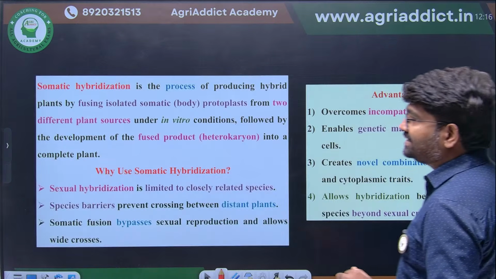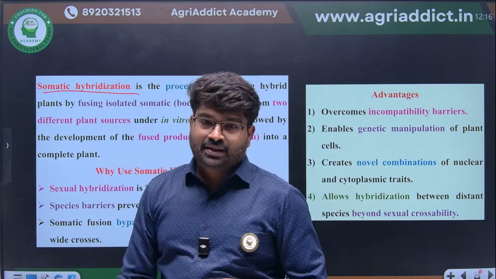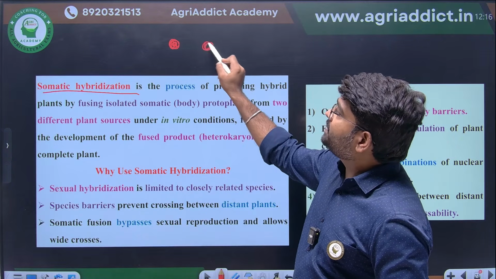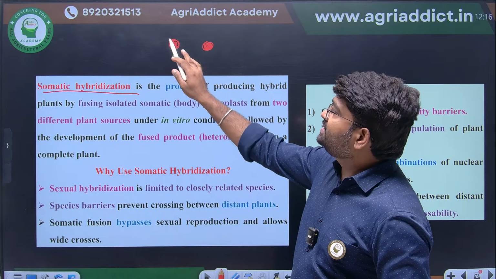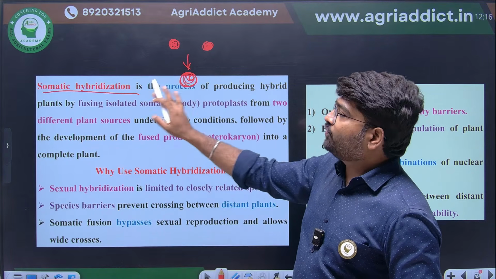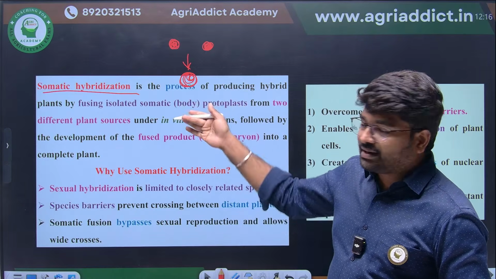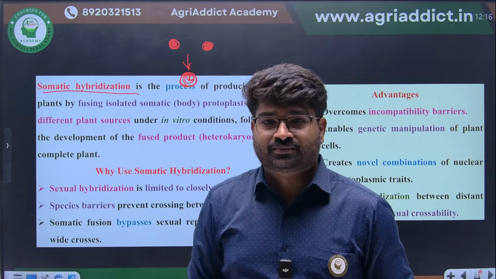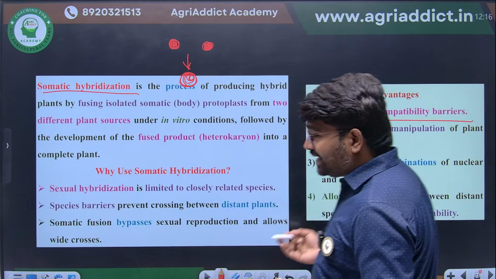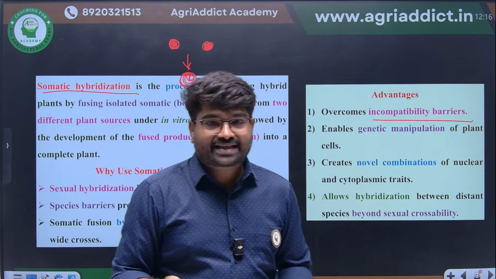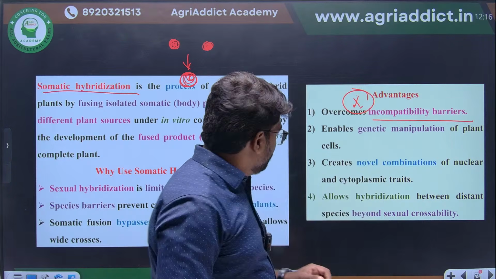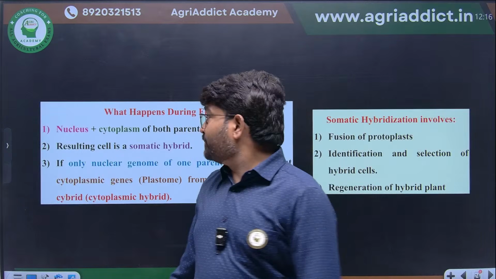The last concept is somatic hybridization. If I have isolated protoplasts from one species and from another species, I can fuse protoplast 1 and 2 to form somatic hybrids. That is the purpose of somatic hybridization. Sexual incompatibility barriers can be overcome. This is the primary aim of somatic hybridization.